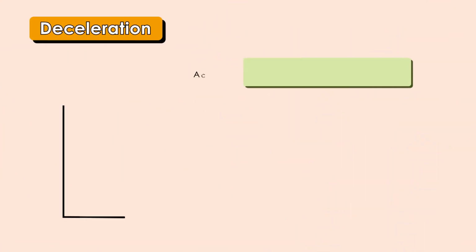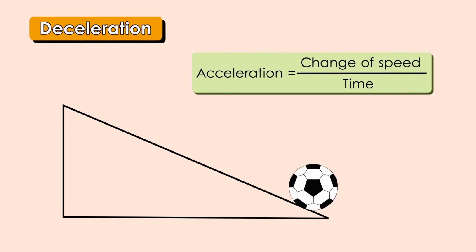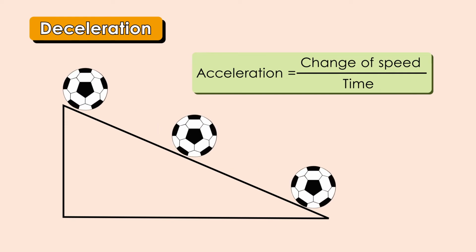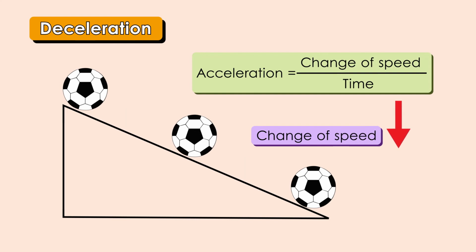Pupils, now we need to think, when would the speed of the ball decrease? Now, look at the movement of the ball when it is pushed up the slope. What would happen to the speed of the ball when it reaches the top? Yes, pupils, the change of speed of the ball decreases as it is moving against gravity, where the final speed is lesser than the initial speed of the ball. In this situation, the rate of change in speed against time is negative and we call it deceleration.